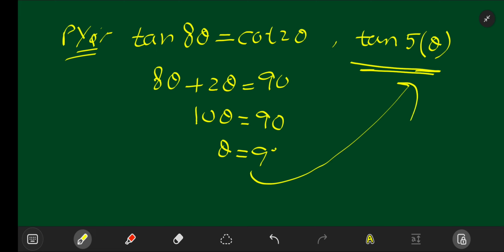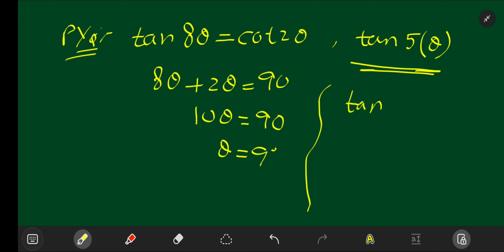Substitute this value in the place of theta directly. Tan of 5 into 9. 5 nines are 45 degrees. That is equal to tan 45, which is 1. This is the answer.